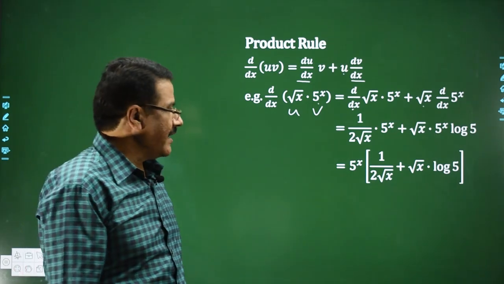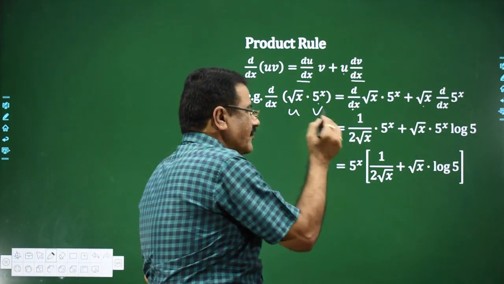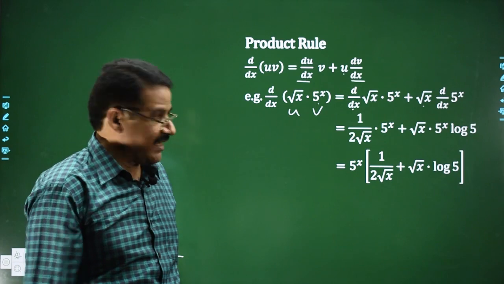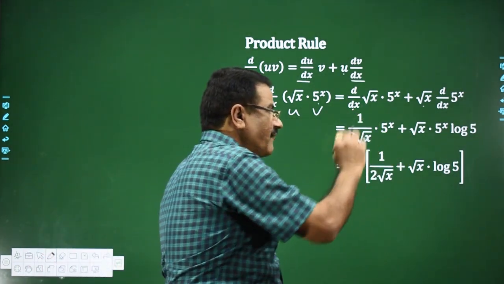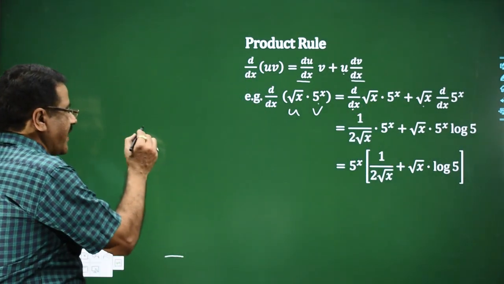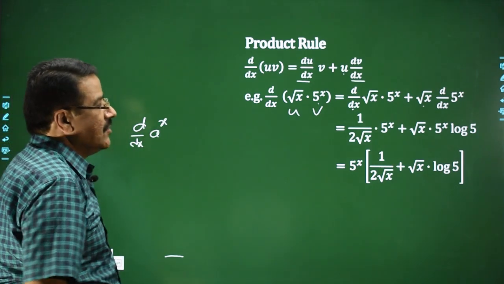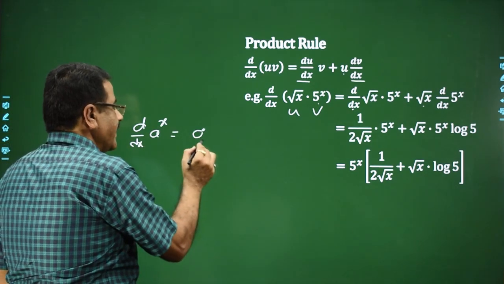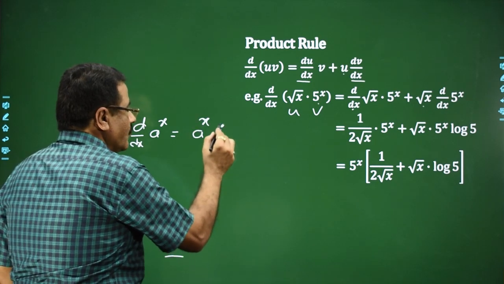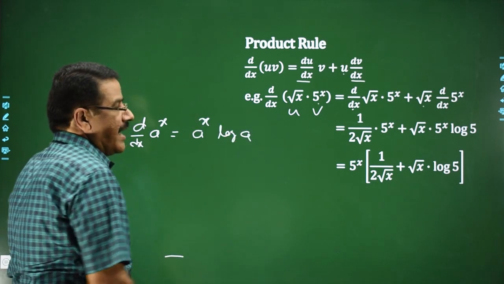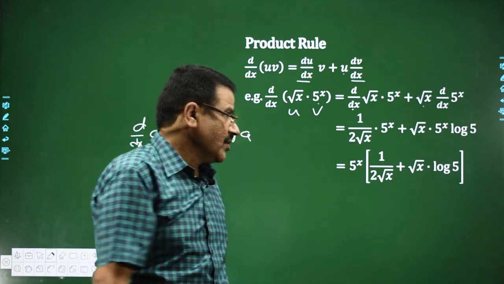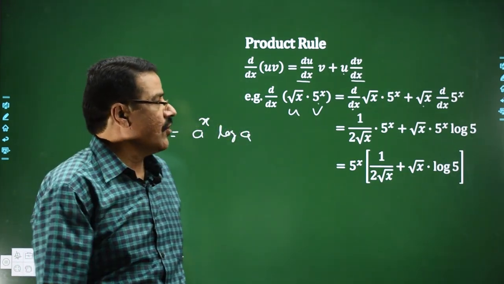Now, let us take the derivative of root x, and derivative of root x is 1 upon 2 root x, and derivative of 5 raised to x. What do you mean by 5 raised to x? It is in the form of d by dx of a raised to x. We know the formula, derivative of a raised to x is a raised to x into log of a, and here instead of a there is a 5. So, here 5 raised to x into log 5.